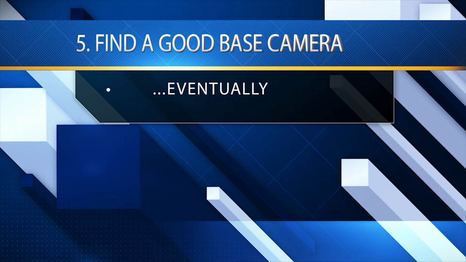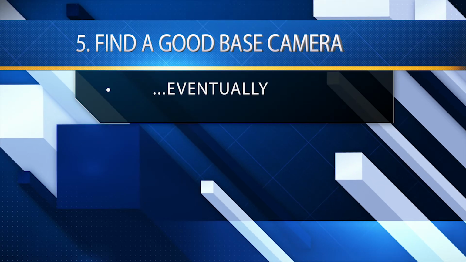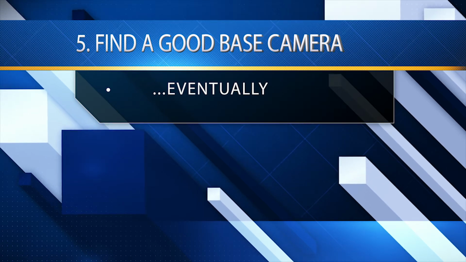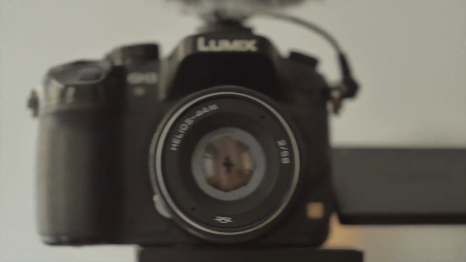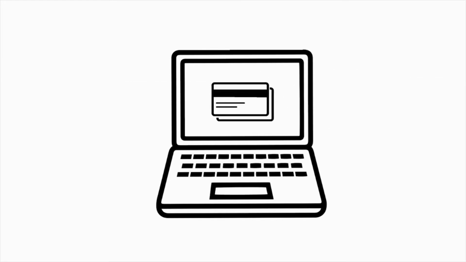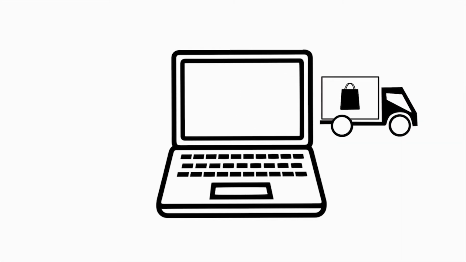Number 5 is to find a good base camera. Eventually. Now, if you're ready to invest because you've been shooting consistently, now is one of the best times to buy a camera. Not only is the mirrorless camera revolution heating up, but prices for cameras that have just recently been outpaced by newer models or updates are dropping to very reasonable levels. In fact, you could find some really good entry-level cameras for under $1,000.